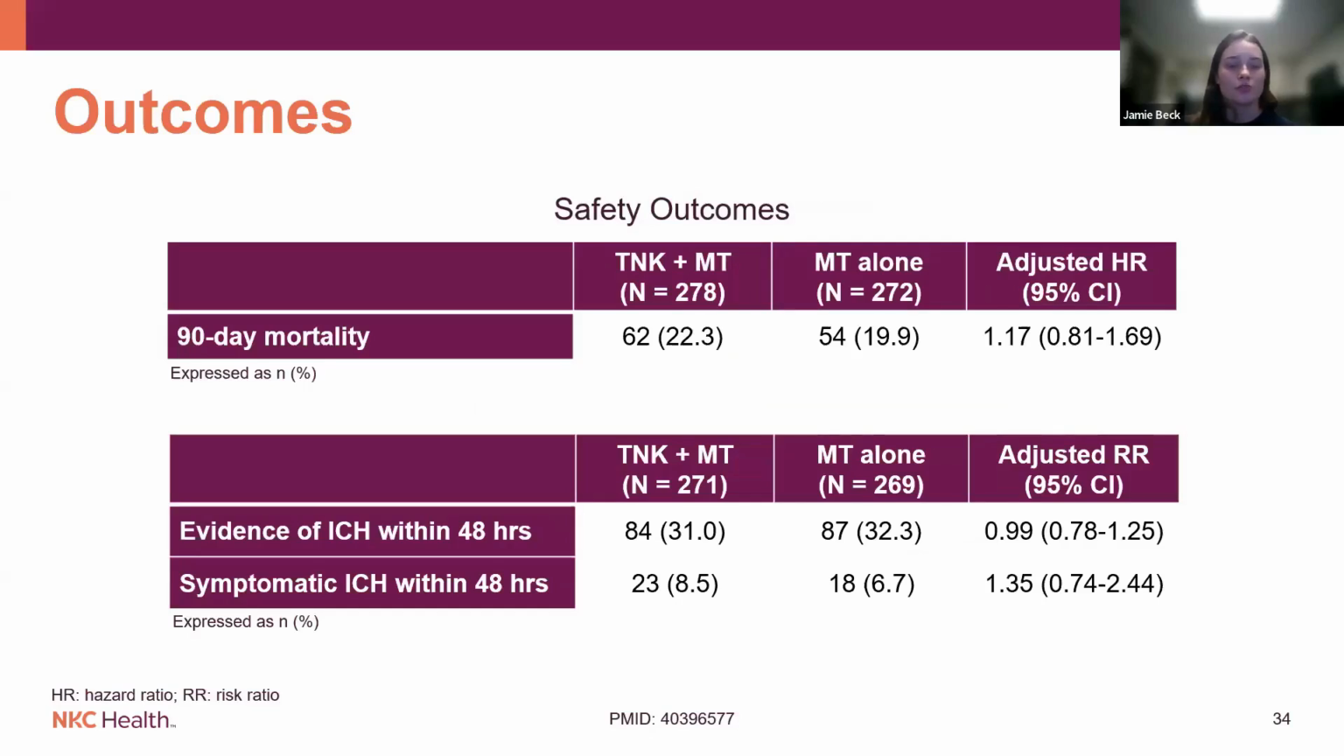So this occurred in 22% of patients receiving bridging compared to 20% receiving thrombectomy alone, which is not a statistically significant difference. The incidence of intracranial hemorrhage within 48 hours was similar at 31 to 32% per group, which was not a significant difference. And symptomatic intracranial hemorrhage within 48 hours was 9% in the bridging group compared to 7% in thrombectomy alone. Again, not a statistically significant difference.